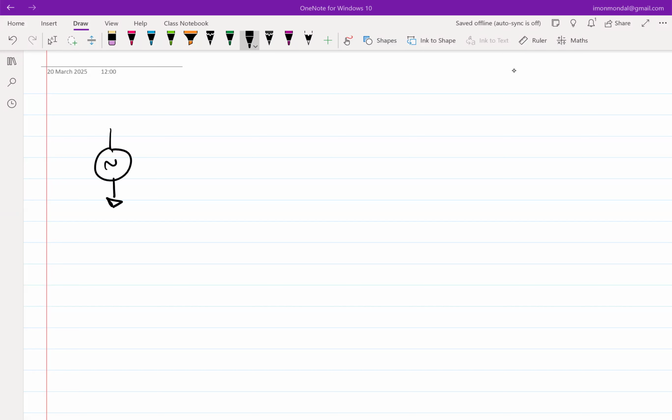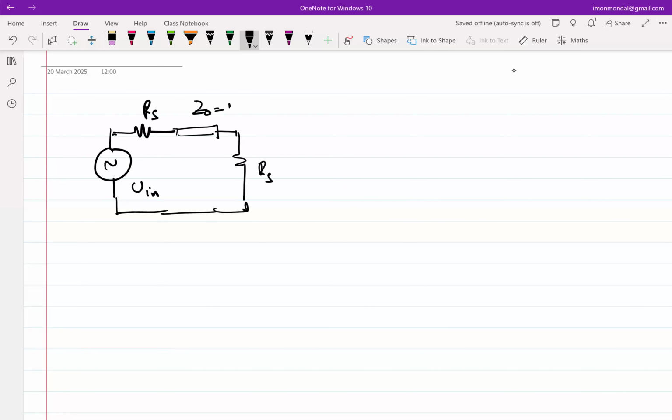So let's say I have a voltage source with associated resistance Rs. And let's say I have a load which is also equal to Rs. And if you want to put a transmission line here, that is also fine. And let's say that Z0 is also equal to Rs. So clearly there is no reflection anywhere.